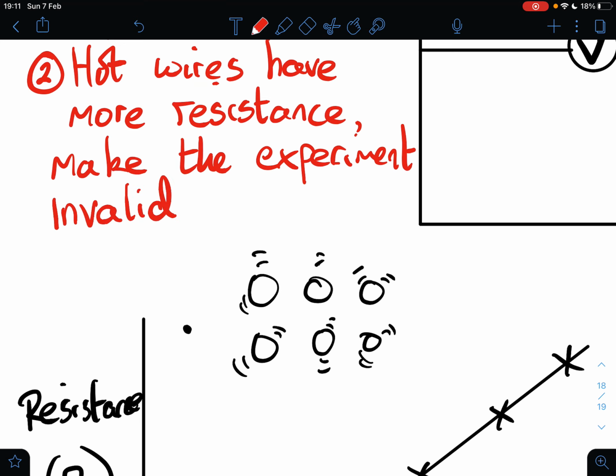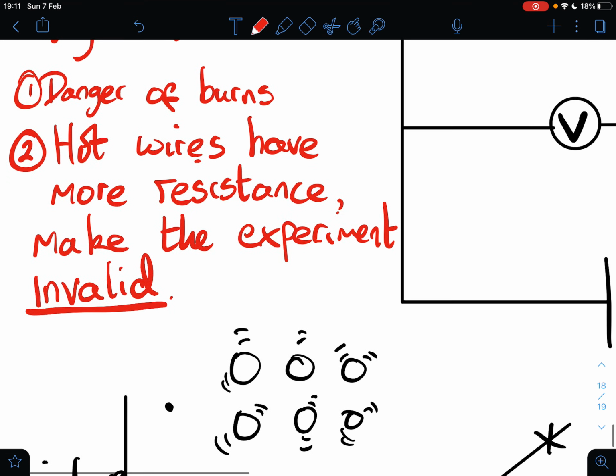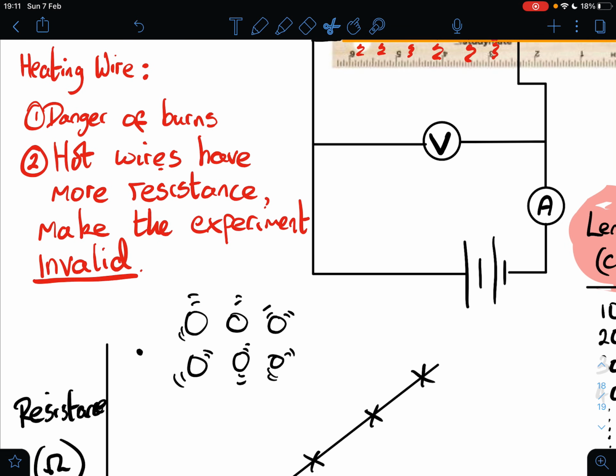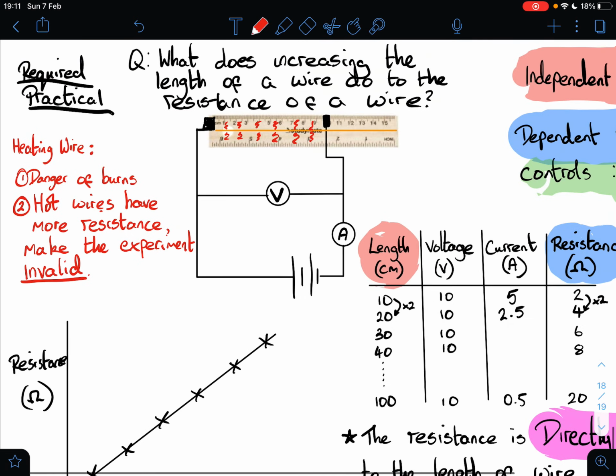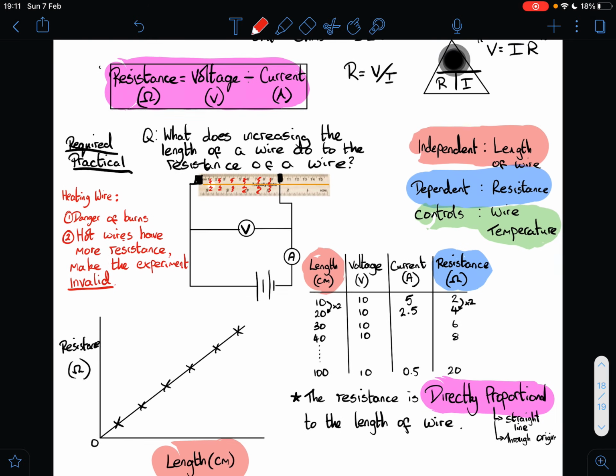Because now you've changed 2 variables. You've changed the temperature and the length. And that's not what we're investigating. You could do that by heating the wire up, but then you would need to keep the length of the wire the same. And that's not what we're investigating today.